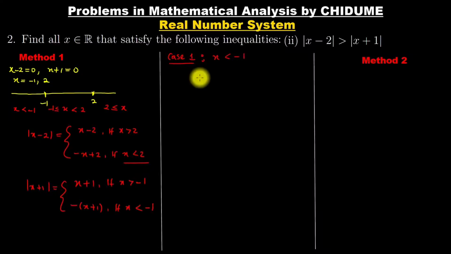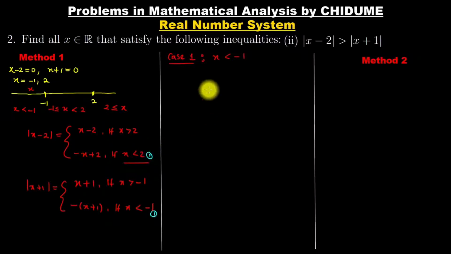I'm going to have now, if x is less than negative 1, obviously x is going to be less than 2 also. If x is less than -1, x is going to be less than 2. So here we are going to look at this condition here. So this is for the first case. We are looking at x less than -1, and also x less than 2.